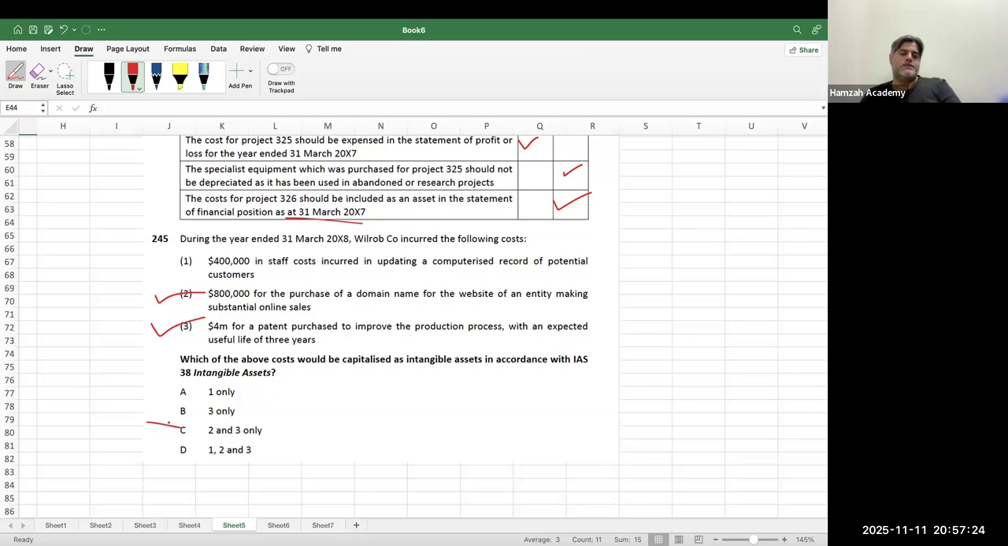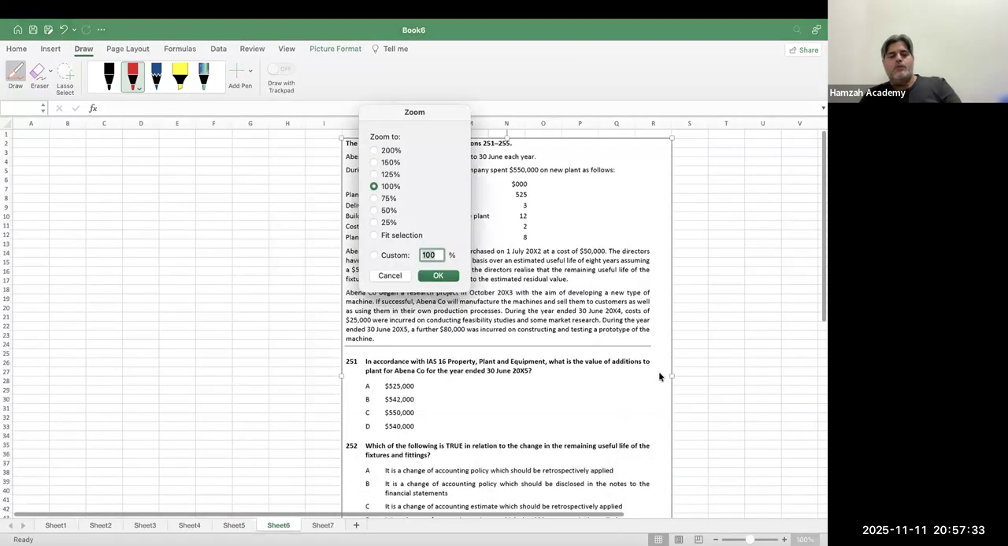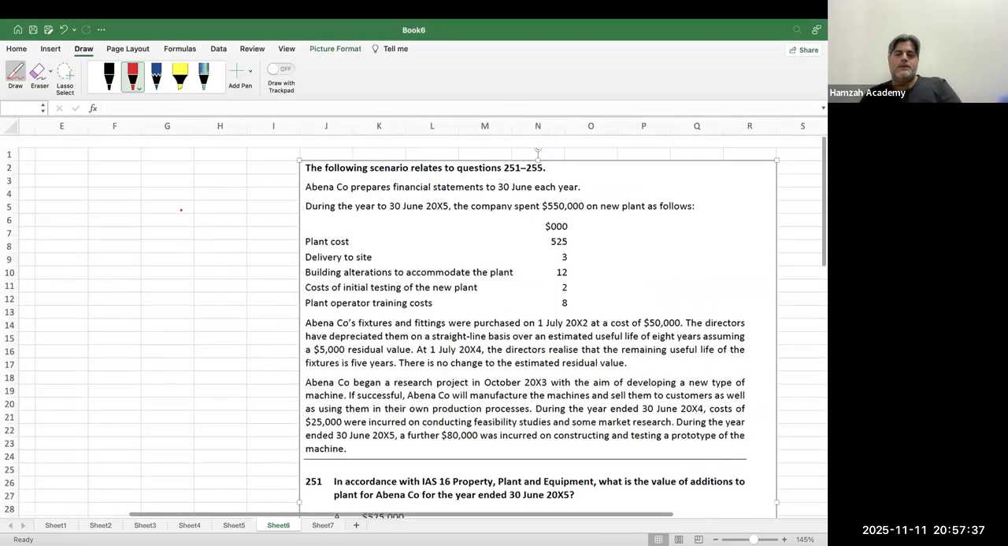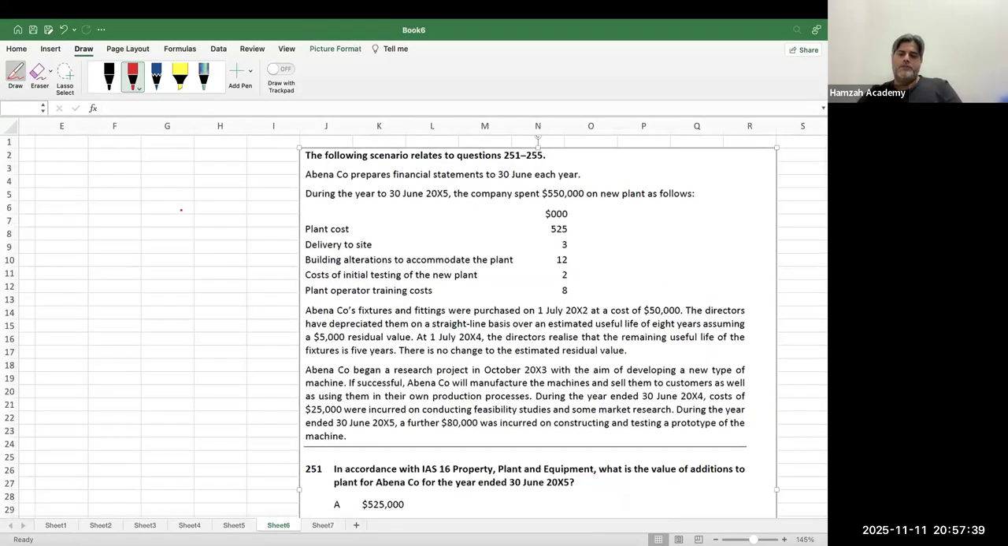This is going to be the correct answer over here. Right? So this is going to be the correct answer. Okay, let's move ahead. We have the next part over here. This is now the 251 that we have.